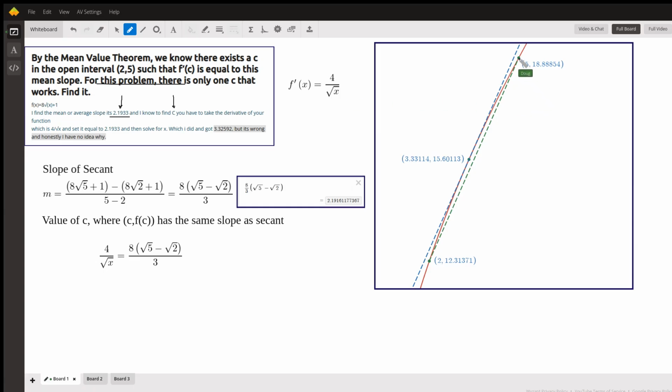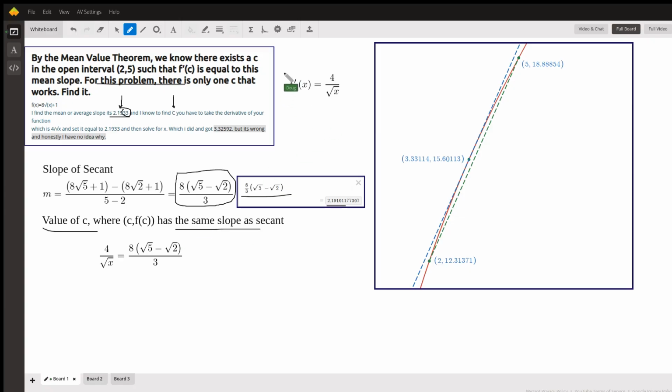And so the slope of the secant line is the change in y over the change in x. And so there's an expression for the slope of that green dashed line. And here's a decimal approximation, 2.1916, which is not quite as precise as was probably being looked for. The value of C is the slope of the tangent line that is the same as the slope of the secant line.